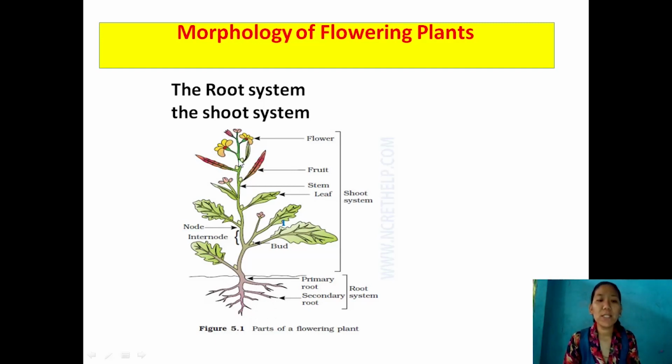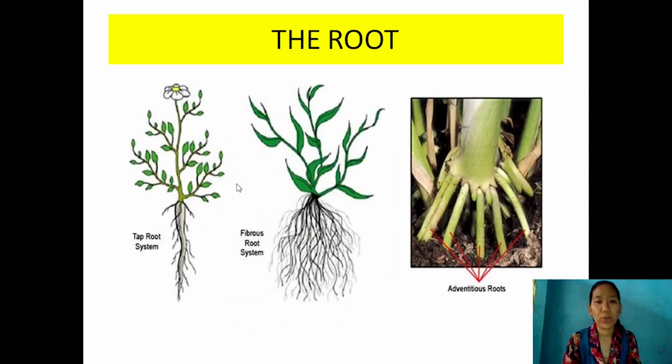Now the shoot system consists of the stem, the branches, the buds, the leaves, flowers, and fruits. So this is the shoot system, which is aerial, or we can say above the ground. Now let us discuss each part in detail. The first is the root. As discussed, the roots are the underground structure.